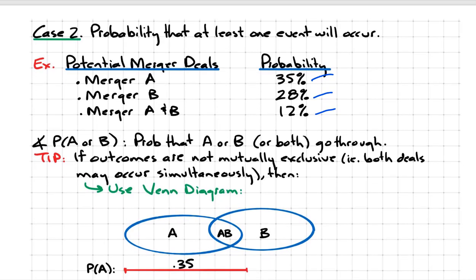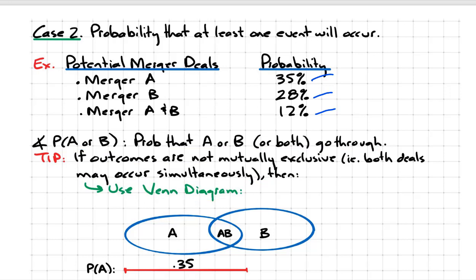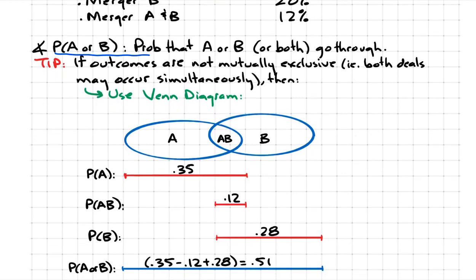And what we're asked to compute is the probability of either A or B going through. In other words, probability of A or B or both mergers occurring. Now, tip: if the outcomes are not mutually exclusive, in other words, both deals may occur simultaneously, then the framework we would use would be the Venn diagram. How do we know that these events are not mutually exclusive? Because it's right there. They're telling us that there is a chance that both deals may go through at the same time. So let's see how we can answer this question. We want to know the probability of at least one of these deals going through, if not both. And here's the way the Venn diagram works.